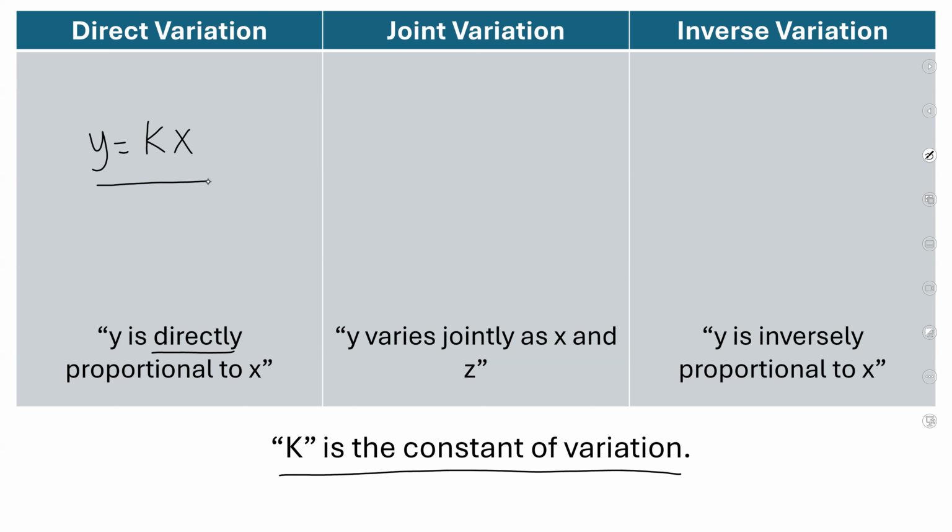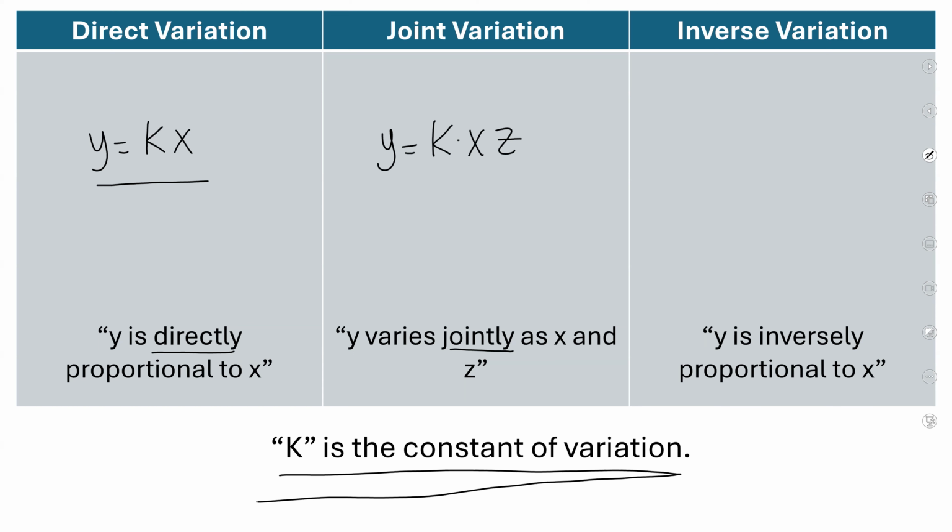Next, we have joint variation. The key word is jointly. It's normally read as y varies jointly as x and z. The equation is y equals k times x times z. And again, k is the constant of variation.